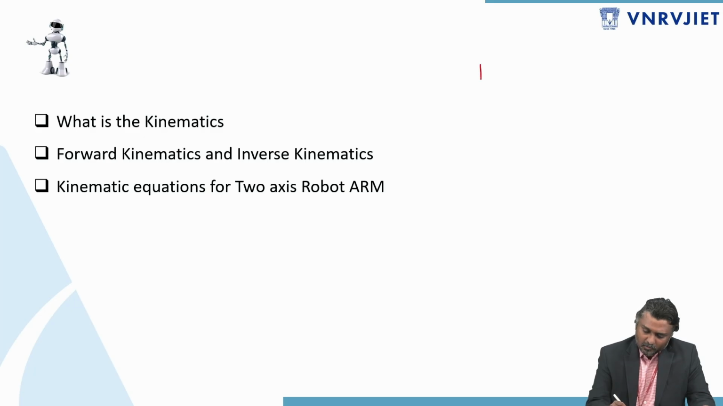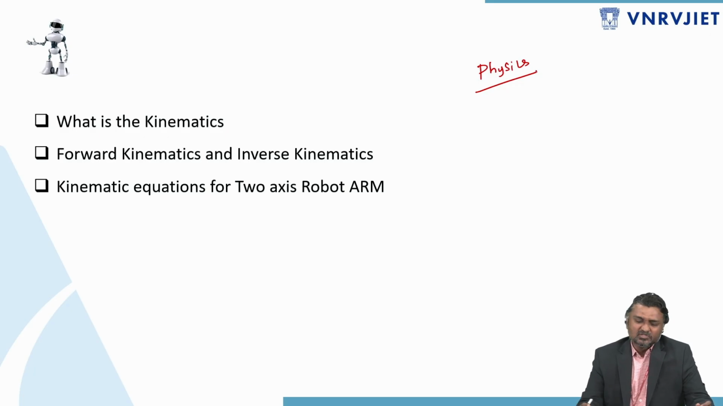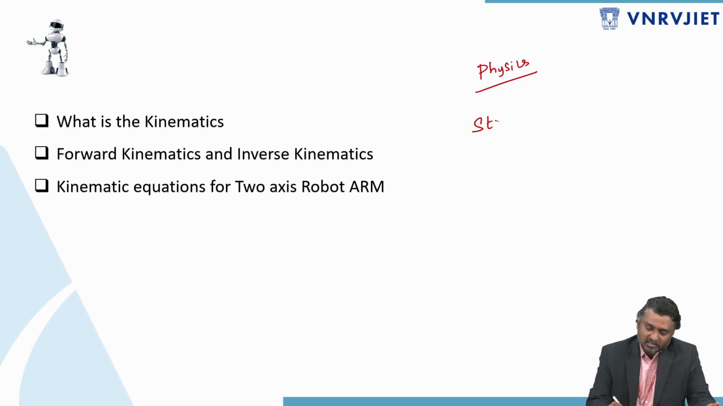Robotics is based on classical physics. Engineering is completely based on physics and mathematics only. So you know very well what statics and dynamics are. First, what is statics?